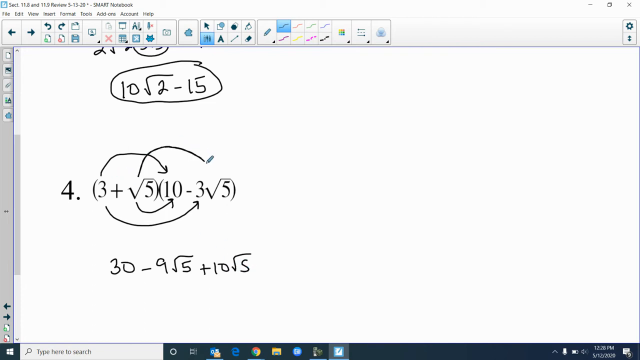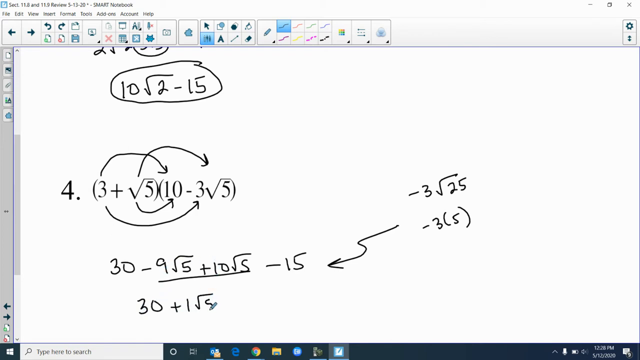And then negative square root of 5 times negative 3 square root of 5 is negative 3 square root of 25. Square root of 25 is 5. That's going to be minus 15. Okay. Those will combine together. Negative 9 plus 10 is plus 1.